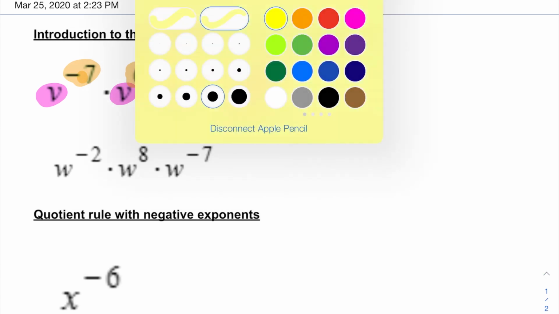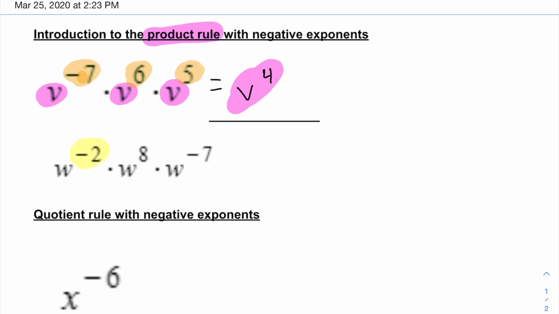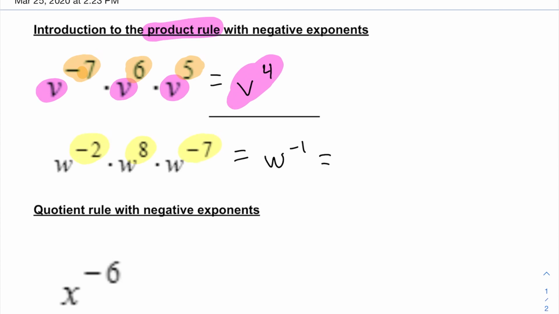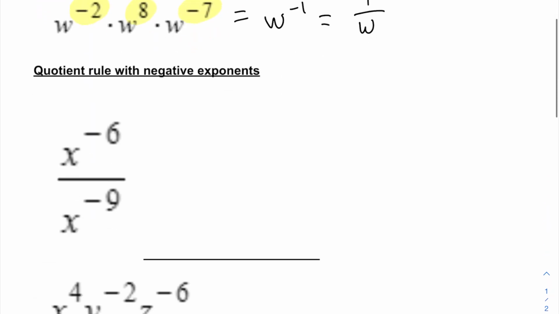Same idea. We do have common bases, that's good. So we're going to add our exponents. These w's are being multiplied, so we're going to add our exponents. And we will get negative 2 plus 8 plus negative 7. Ooh, we actually get a negative 1 if you add those together. We can't leave that as a negative 1. This goes back to our other video on negative exponents. We're going to have to leave this as a 1 over w, just like that.